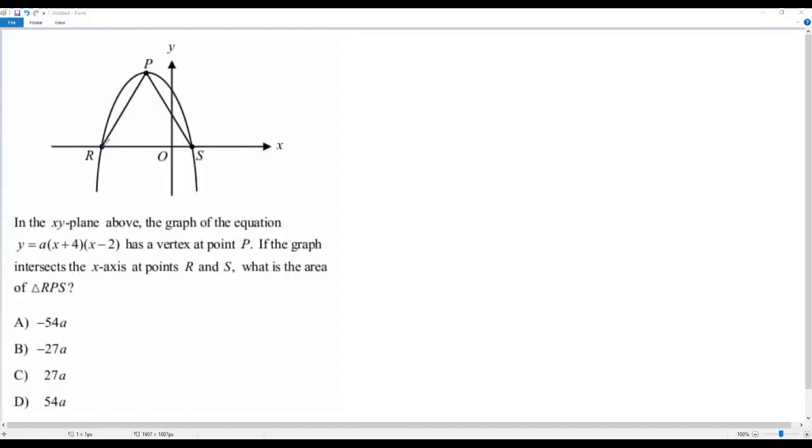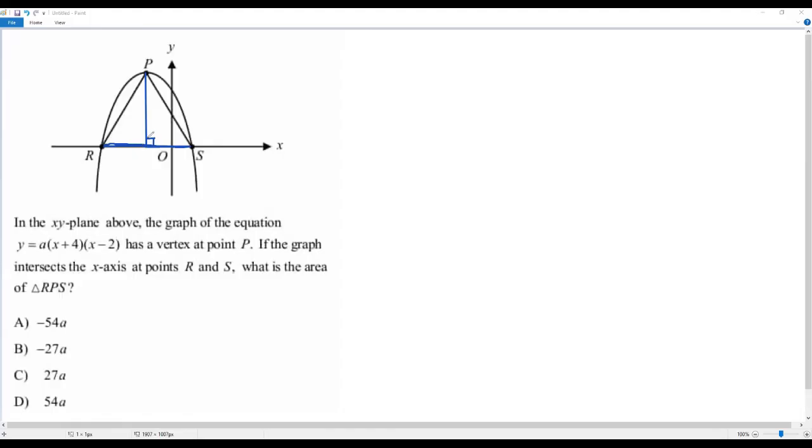Okay, here we have to find the area of this triangle RPS. Let me draw a vertical line from the vertex P to the side RS of the triangle. Since it's a vertical line, it intersects the x-axis at a right angle. So this vertical line segment represents the height of this triangle, and the side RS represents the base of the triangle.